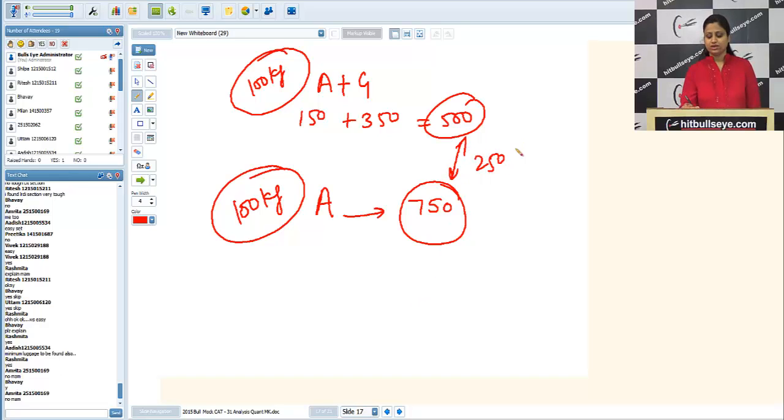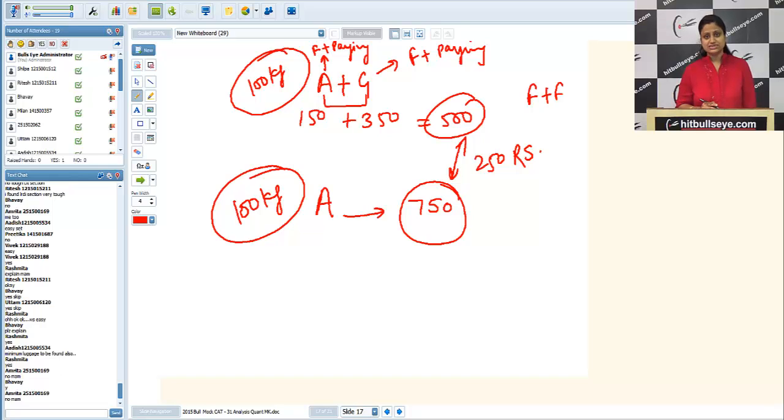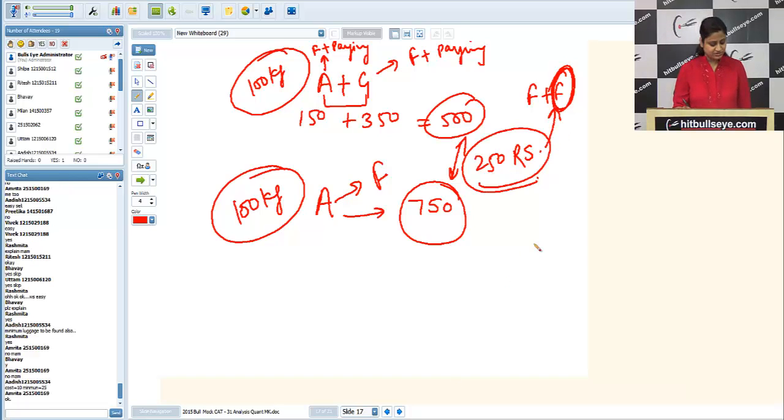Why is it so? The difference is 250 because here Aman is getting a free luggage plus he is paying something. Girish individually is getting a free luggage and he is paying something. It means they both are getting free luggage, and they both are paying for the excess luggage. But here Aman is getting only one free luggage. So the difference is one free luggage only. So the cost of free luggage will be 250. Is it okay? Now Amrita?